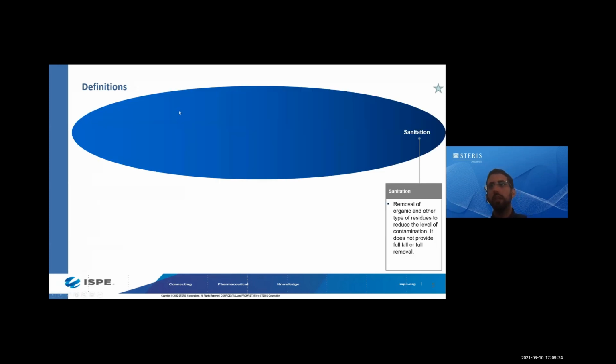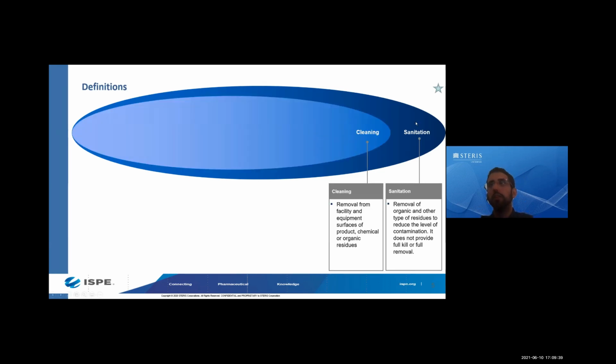First of all, just to be clear on the definitions, when we say sanitation, this means the removal of organic and other types of residue to reduce contamination to a certain level. It does not provide any full kill or any full removal. There is also the term cleaning. We all know what it means, but it's more about removal from a facility, an equipment, or a surface of a product, or of a chemical or organic residue. In this case, we are looking at cleaning of non-product contact surfaces and not the cleaning of process equipment such as a vessel or a filling line, etc.